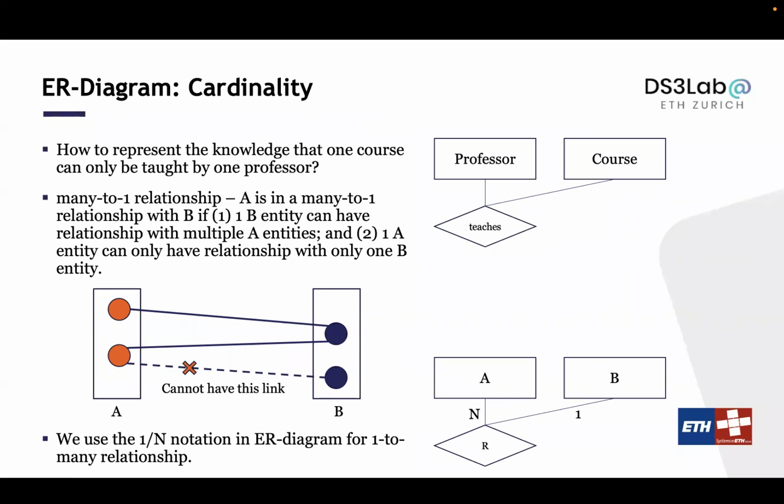You can actually use this notation to put in the diagram above to say that if I put n here with the course and the one with the professor, there's a many-to-one relationship between course and professor. In this case, essentially one course can only be taught by one professor.